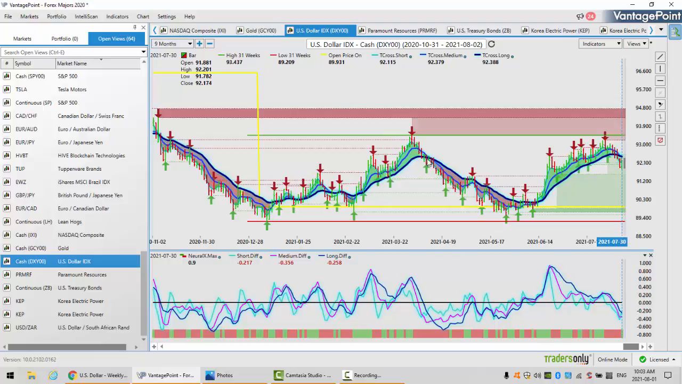and where VantagePoint is picking up on some of these signals with their predicted moving average crossovers and our predicted differences. So in this most recent move down in the dollar, we can see that the medium term crossing the long term predicted difference was a leading indicator when we combine it with these yearly tops.